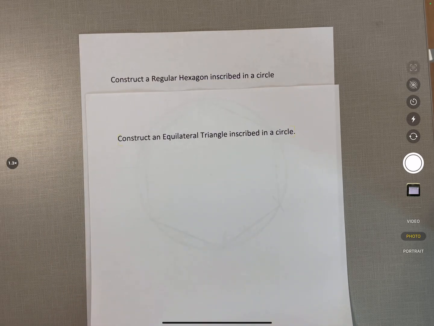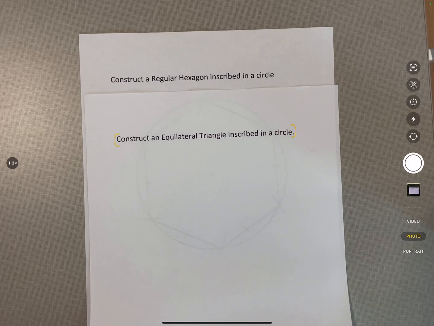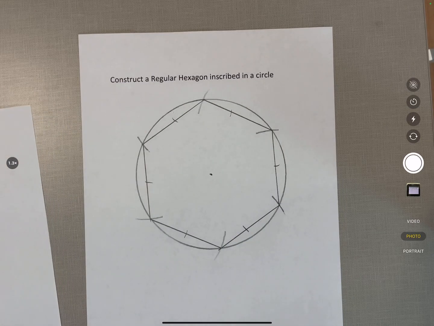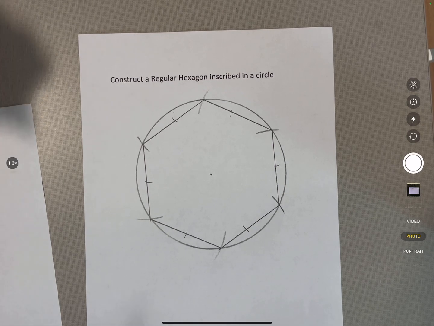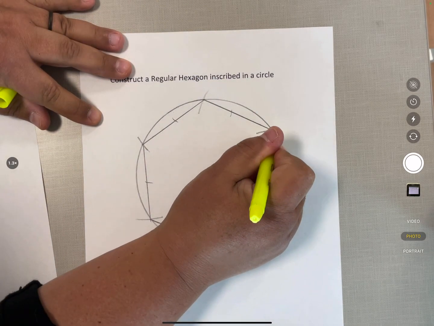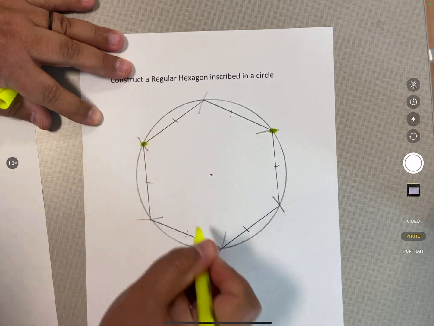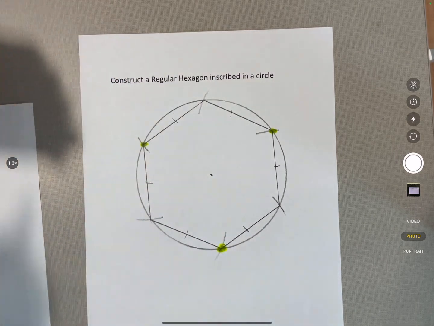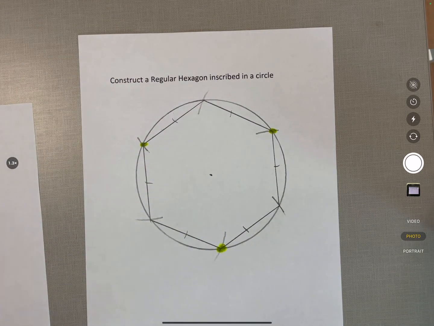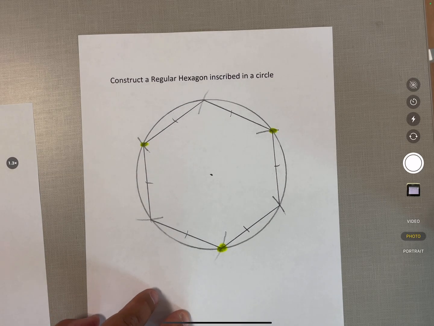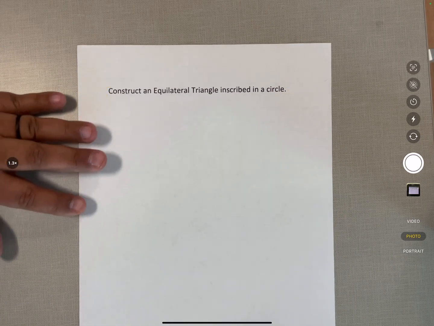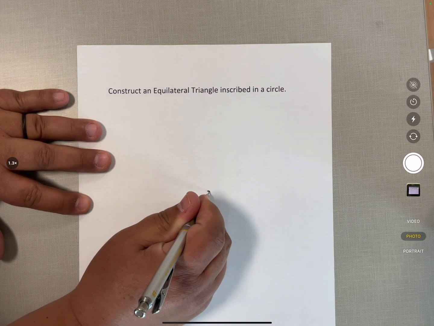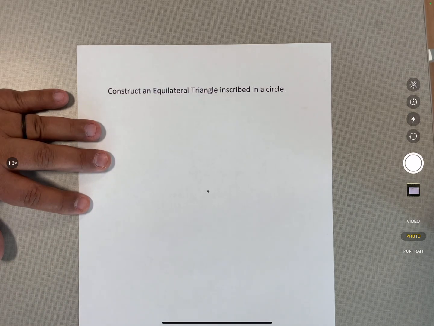The next one is constructing an equilateral triangle inscribed in a circle. And what's lovely about a triangle is it has 3 vertices, which would be half of what a hexagon has. So if you think of connecting every other vertex of the hexagon, then you're creating a triangle. So that's essentially what we're going to do here. Start with the center of your circle. Draw a circle.